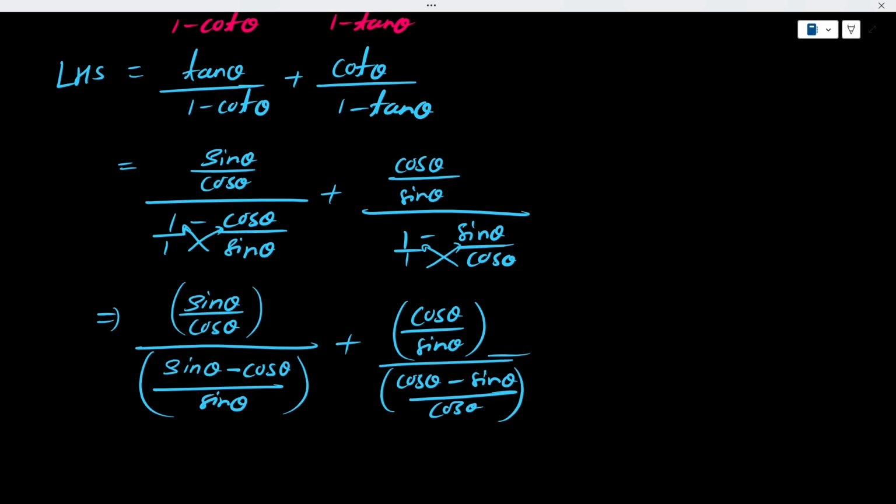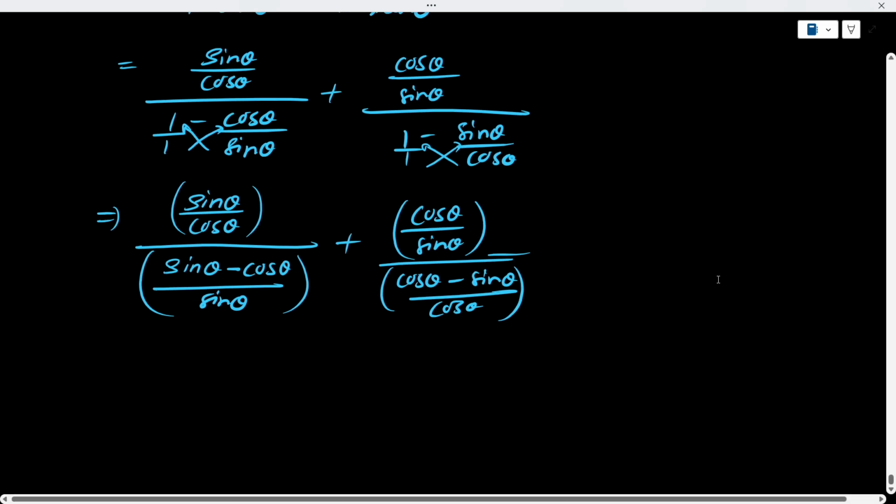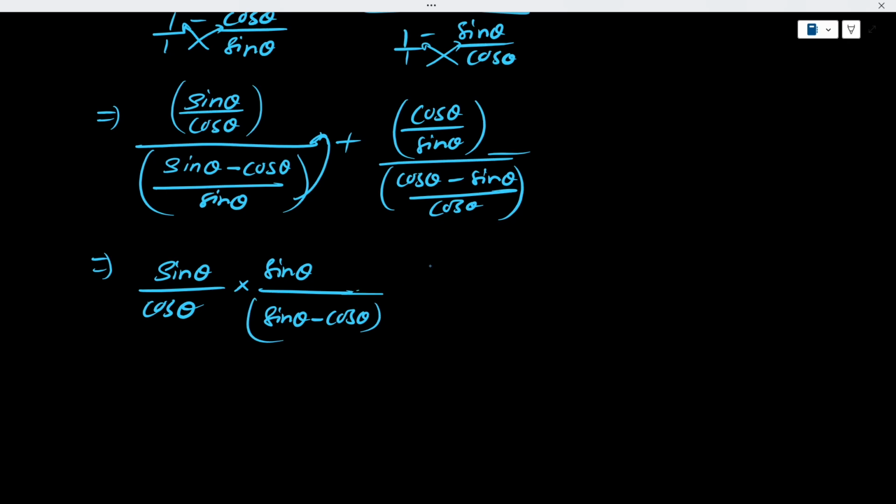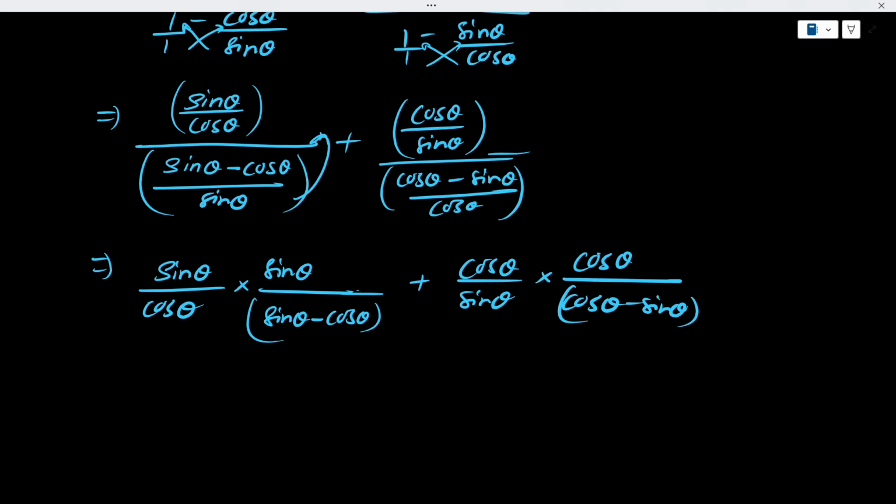Now you know this, you can reciprocate the denominator to get the numerator and denominator. So it will be sine theta by cos theta times sine theta by sine theta minus cos theta, because this one will go to the numerator, right here, plus cos theta by sine theta, and if you reciprocate the denominator, this is cos theta by cos theta minus sine theta. This you need to put in a bracket because there are two terms.